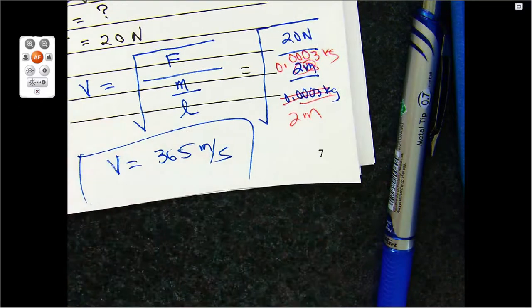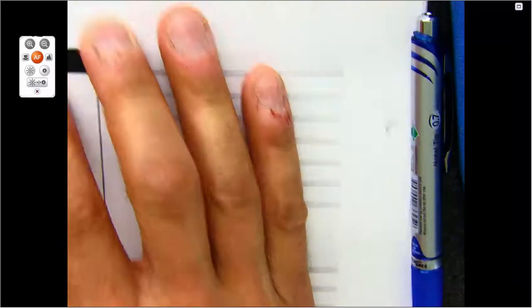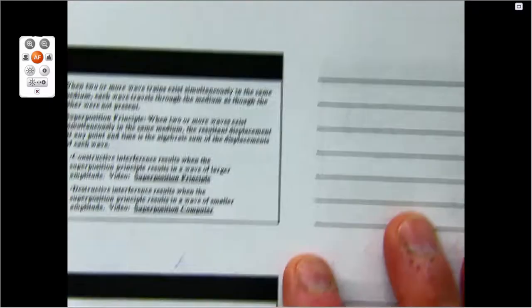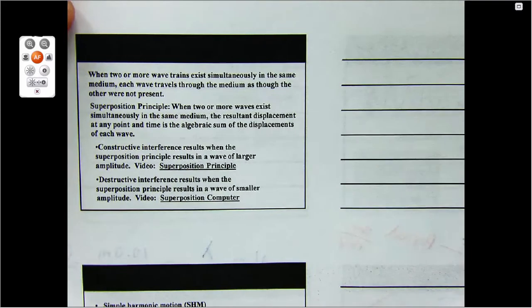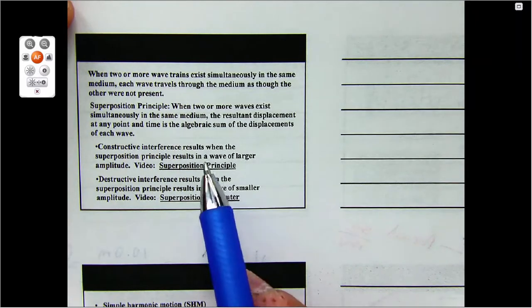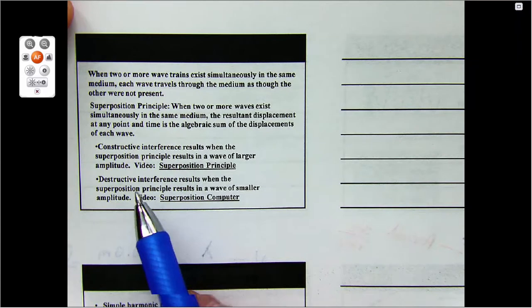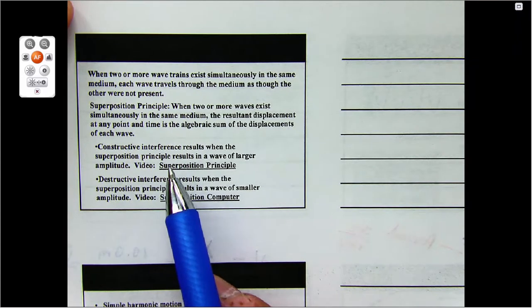Okay, now, last thing we're going to look at are some video clips, and this is on your quiz, and this is called superposition. It's basically interference, constructive and destructive interference of waves.